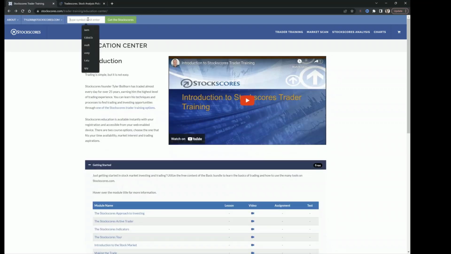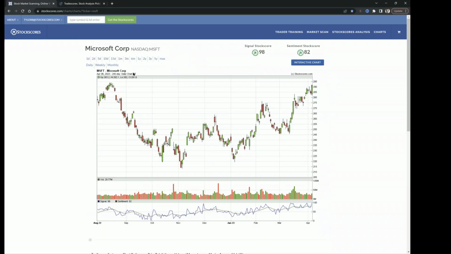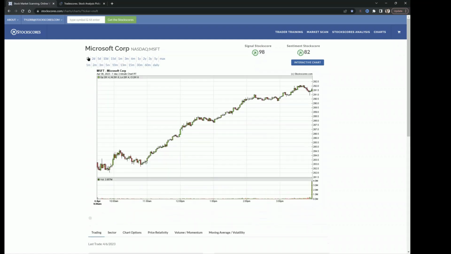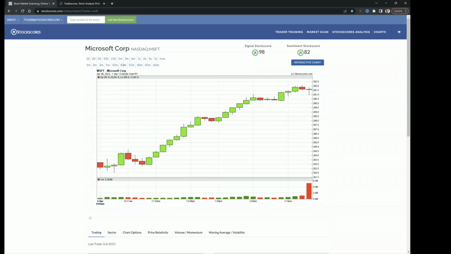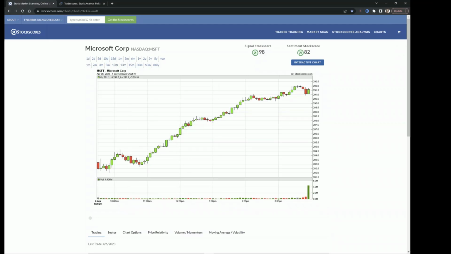Let's go back to Microsoft chart. If I wanted to look at a 1-day chart, I can click on 1D. If I want that to be a 2-minute chart, click on 2M. That's already 1 minute, 2 minute. If I click on 1M, it becomes a 1-minute chart. I can make it a 13-minute chart, 5-minute.